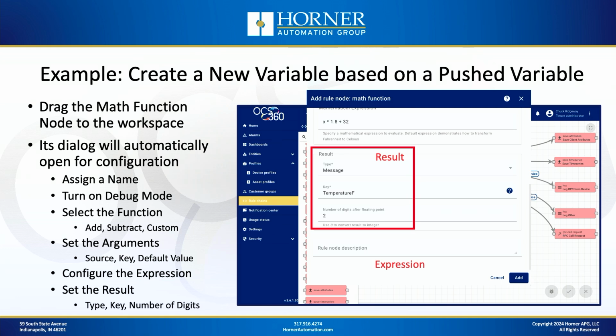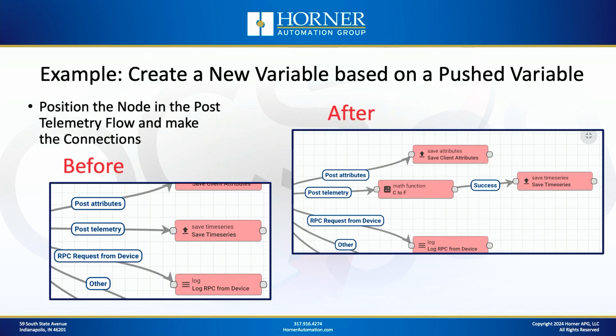But all we've done is configure the node. We need to put it in the rule chain. So what we're going to do is drag that new node that we've created, and I'll be showing you all this in our live demonstration, don't worry. And it's going to be for a similar but slightly different application. But what we need to do is position the node in the post-telemetry flow area. So currently, if you take a look at that before section of my slide here, after post-telemetry, we go directly to the save time series. That's where everything is saved.